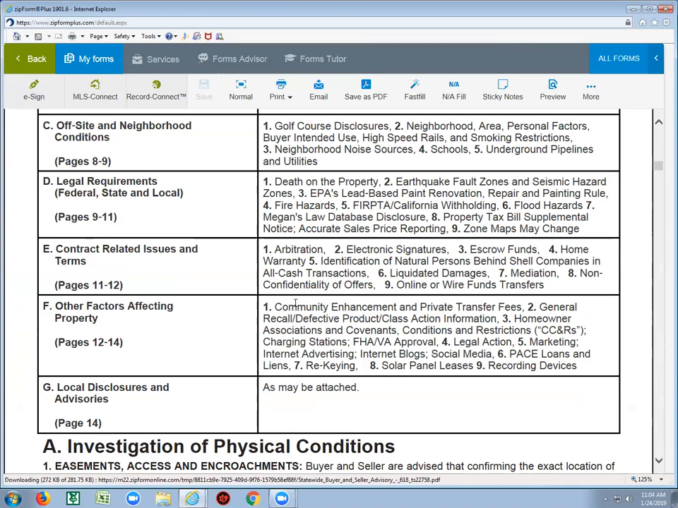Golf course disclosure, okay? If any off-site or neighborhood condition, golf course disclosure, if you live around the golf course area, neighborhood area, personal factor, or buyers intend to use high-speed rail. I'm not sure we are going to have a high-speed rail anymore, since we have a relationship so bad with China. Because that's a part of a contract. That's a high-speed rail, it has to be made in China. So, not sure we're gonna have that. Okay.